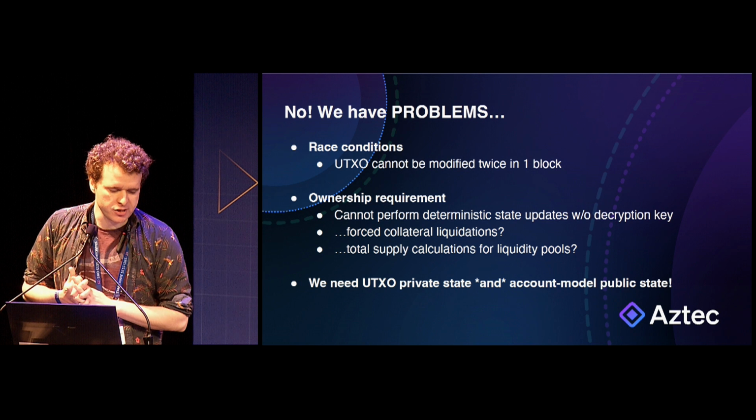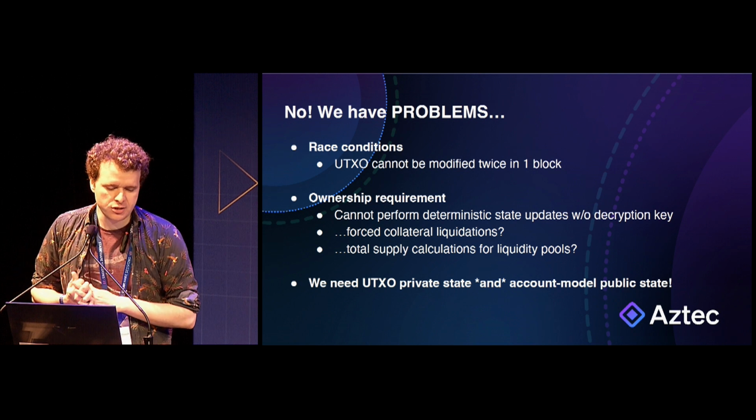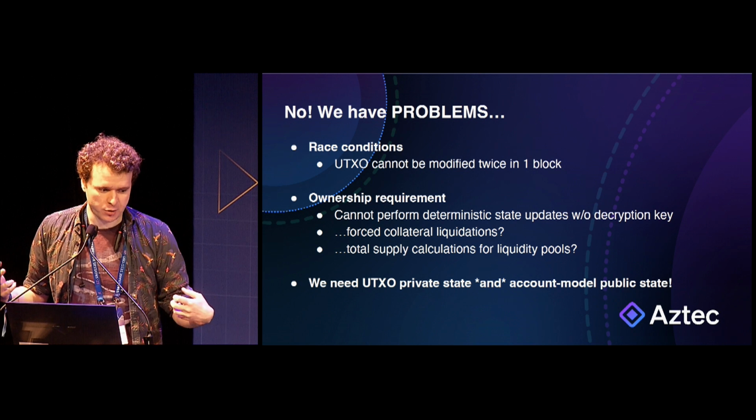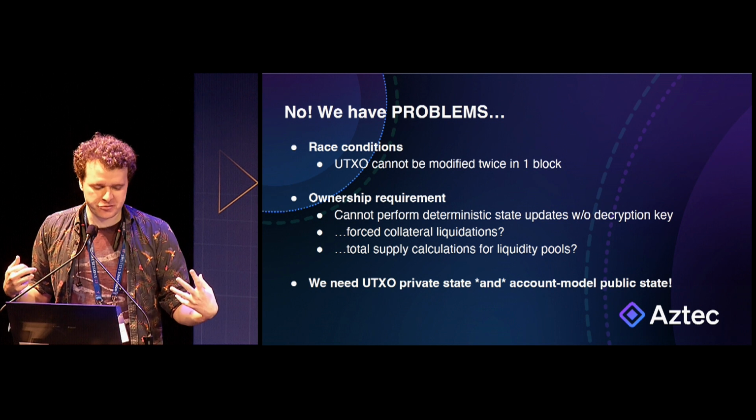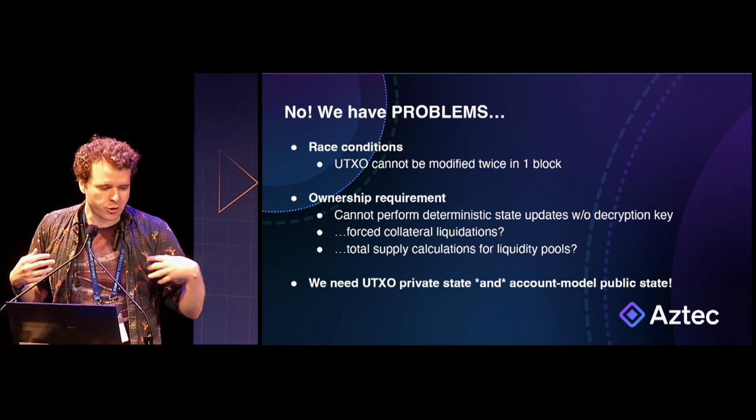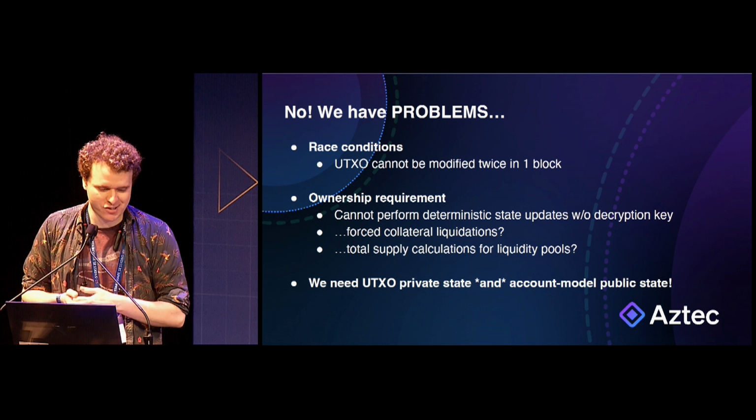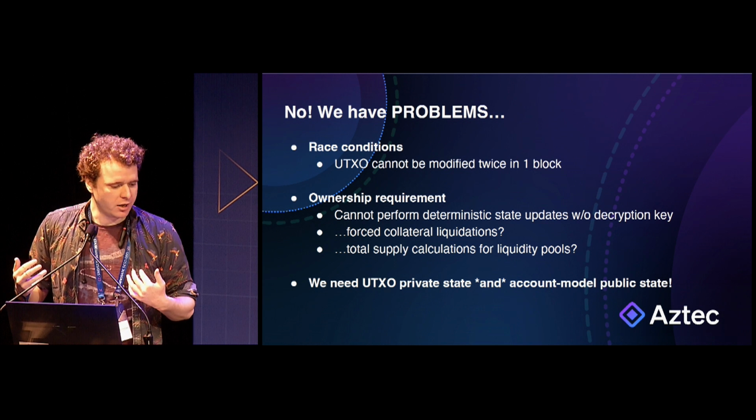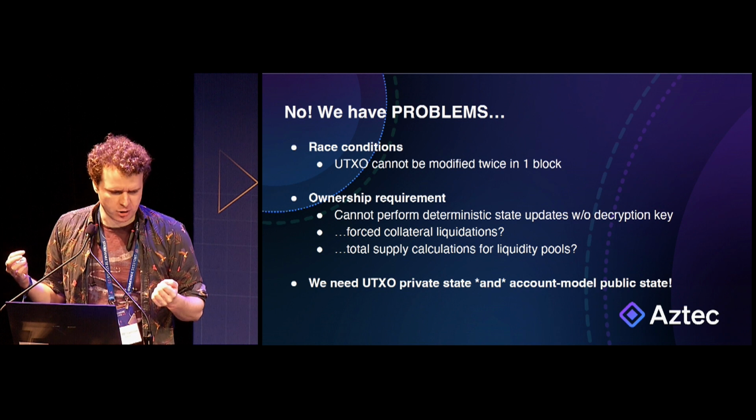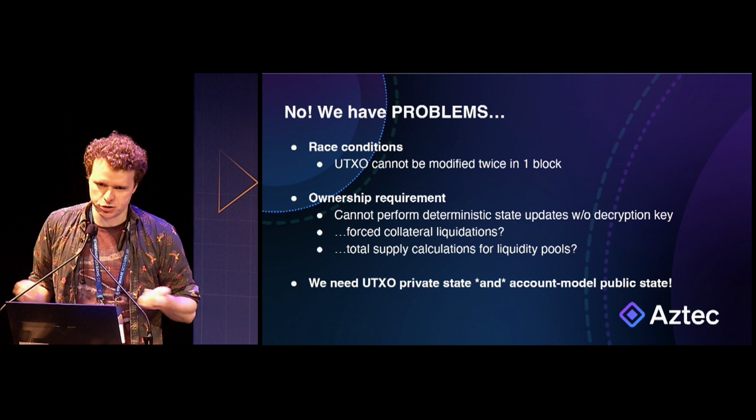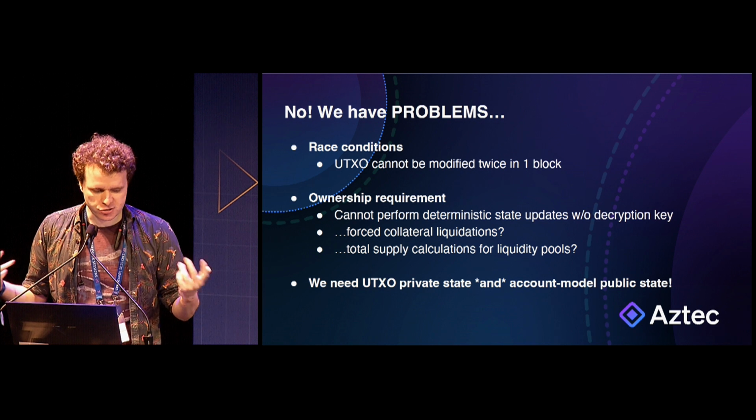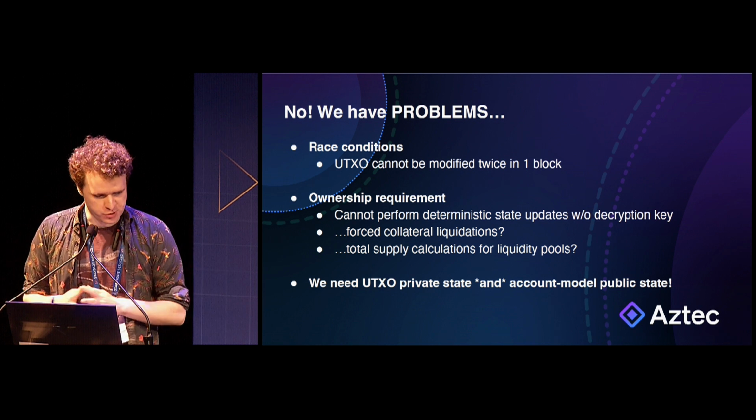And so what if the only person who can make that proof is the owner of the decryption key? And what if they don't want to make that proof? Because that transaction is going to liquidate a position that they have, because they haven't made their collateral payments. How do you compute the total amount of value in a liquidity pool to do an automated market maker if everything's encrypted and owned by individuals or groups of users?